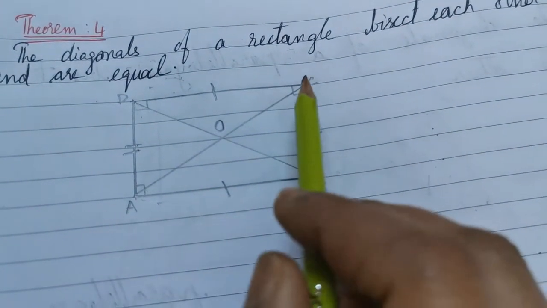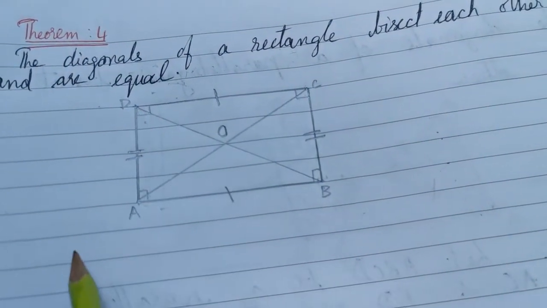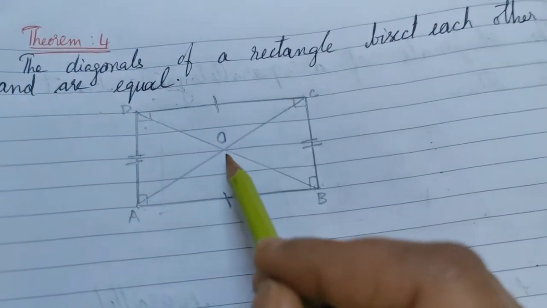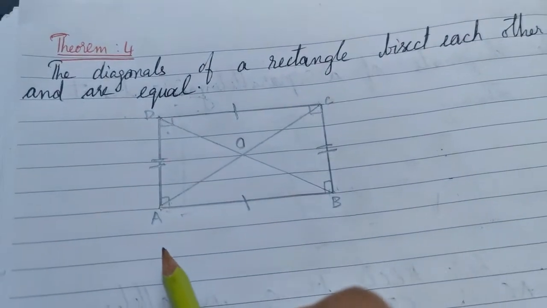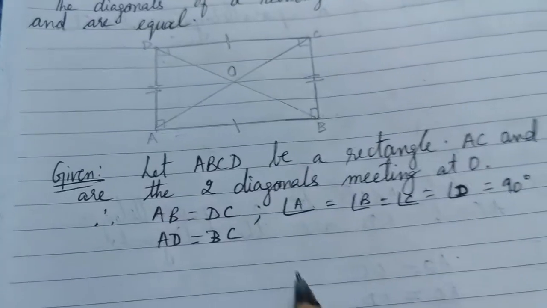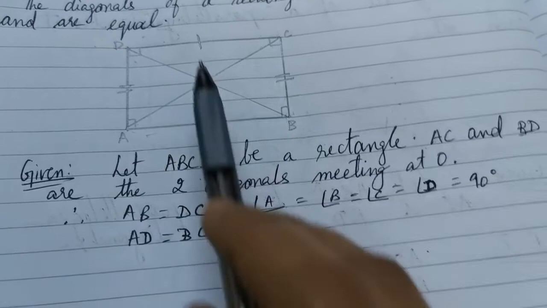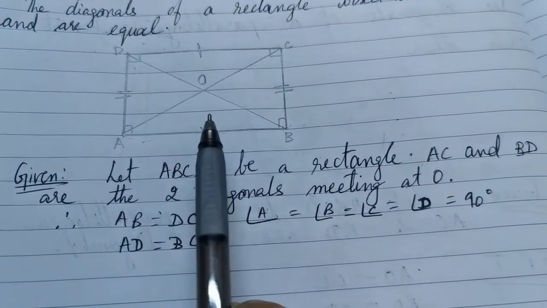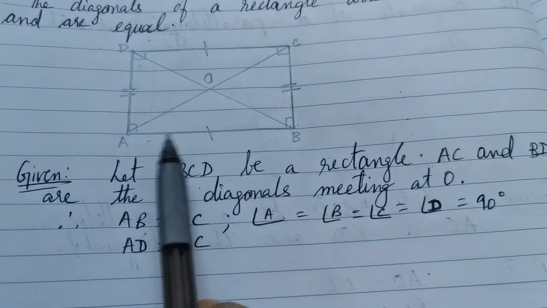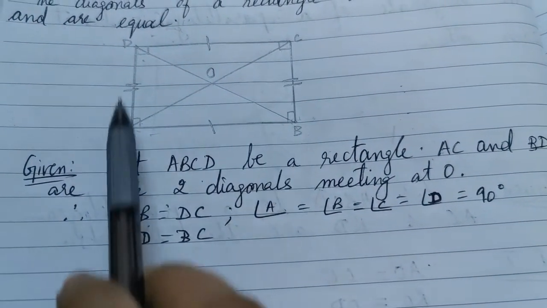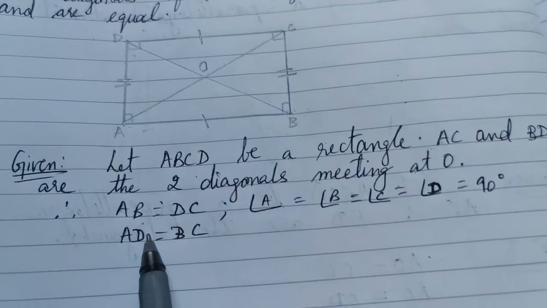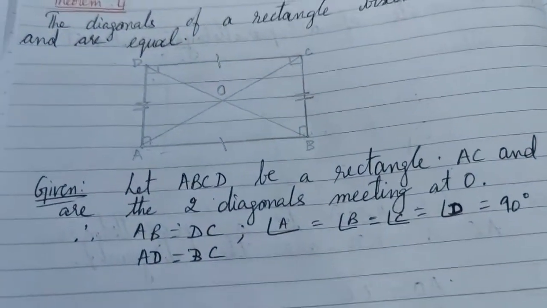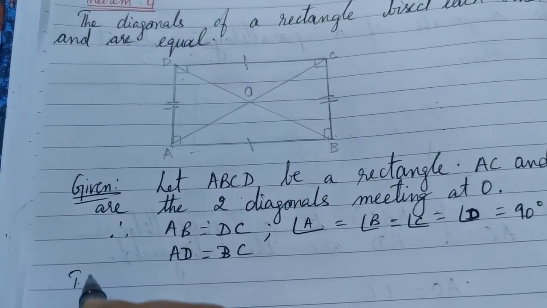Angle A is equal to angle B is equal to angle C is equal to angle D is equal to 90 degrees. And here are the two diagonals AC and BD which meet at the point O. So all this is given. ABCD is a rectangle, AC and BD are the two diagonals meeting at O, and AB is equal to DC, AD is equal to BC because they are opposite sides of a rectangle, and all four angles are equal to 90 degrees. So what are we supposed to prove here?